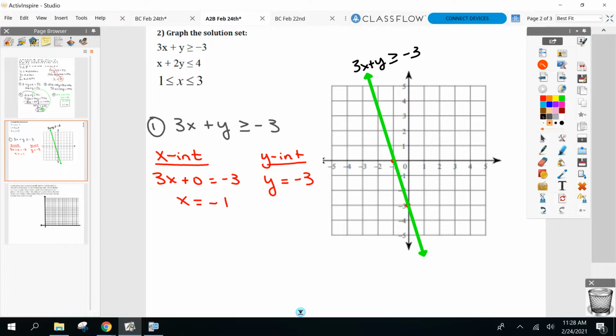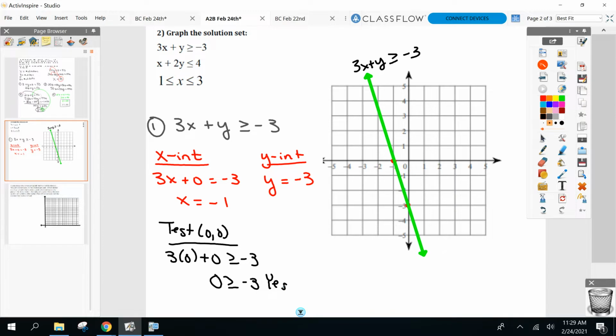Next thing, and some of us had a problem with this as well on the assignment, the shading. This line does not go through 0, 0. So I can test 0, 0. And let me go a little bit slower on how to test. You take 0 and plug it in for X and Y. So 3 times 0 plus 0, is that greater than or equal to -3? You got to tell me yes or no here. Is 0 greater than or equal to -3? Yes, it is. Thanks, Caroline. So that means when you shade, you want 0, 0 to be part of your shading. If the answer is yes or true, you want 0, 0 to be part of your shading.